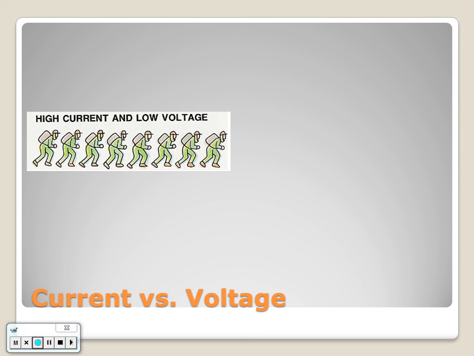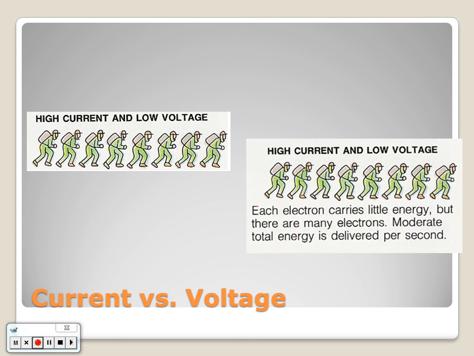There's a lot of charges, right? So here, in a high current, low voltage situation, each charge is only carrying a little bit of energy, but there are a lot of electrons. There are a lot of charge carriers. So how much energy do we get? We can get a decent amount of energy, described there as a moderate amount of energy. Granted, these are all relative terms, when we talk about little or many or moderate. They're all comparisons. All right, good there?